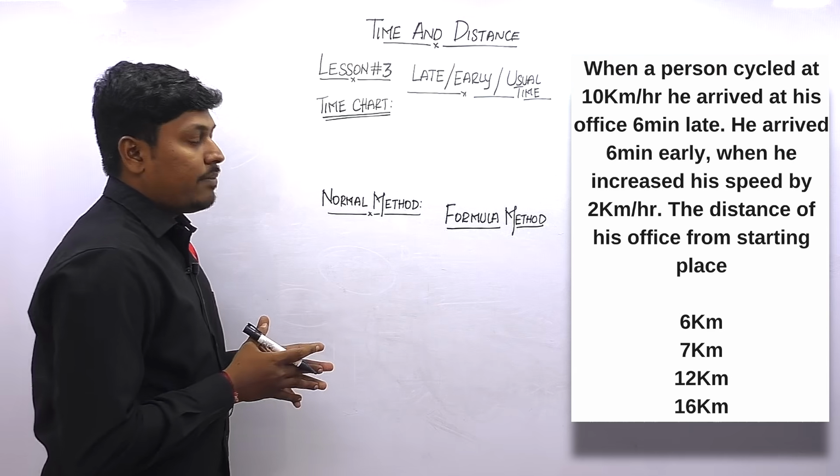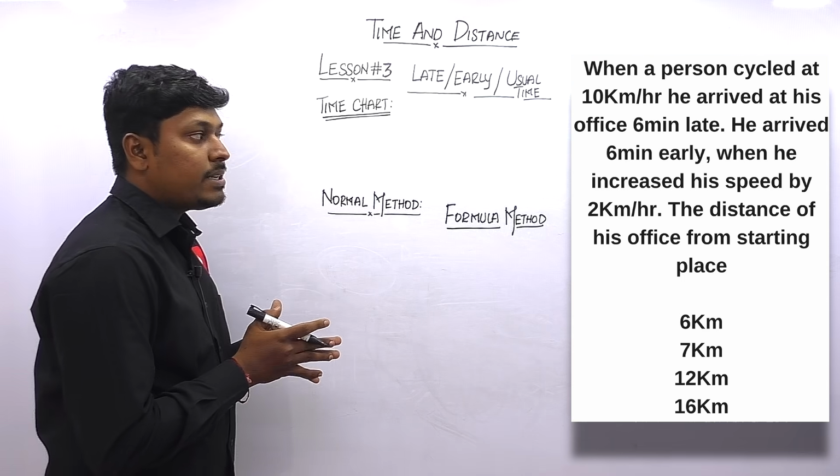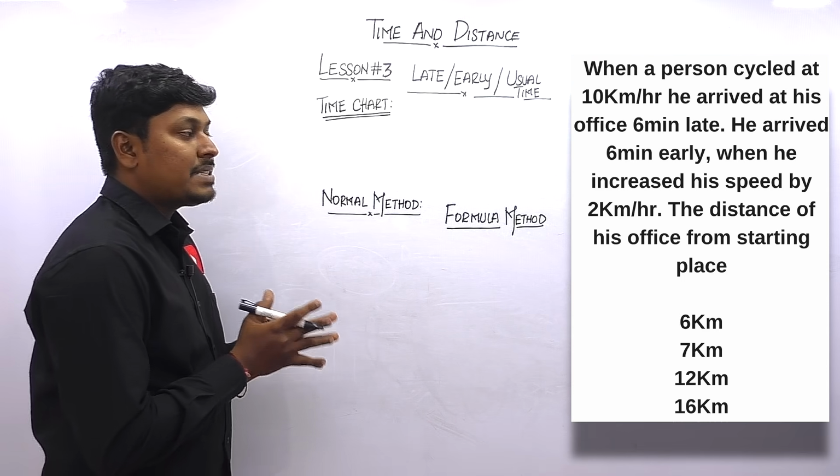Question number 4. When a person cycled at 10 km per hour, he arrived at his office 6 minutes late.